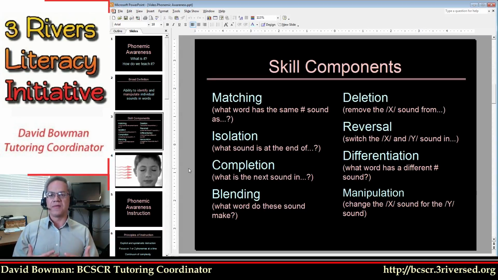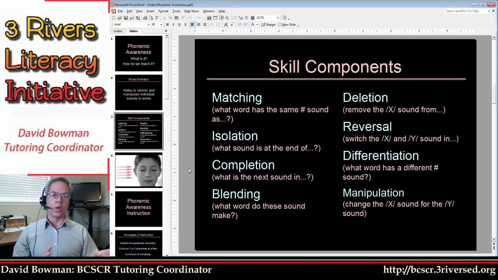Now, like all of the areas in reading, the different components, phonemic awareness also has a variety of subskills. Just being able to identify and manipulate really encompasses a lot of different types of action. They are matching, isolation, completion, blending, deletion, reversal, differentiation, and manipulation. Let me take just a moment and explain a little bit more about what each of these subskills are.